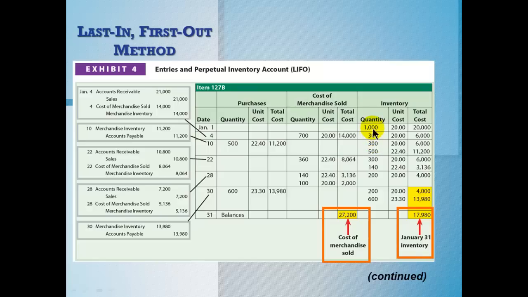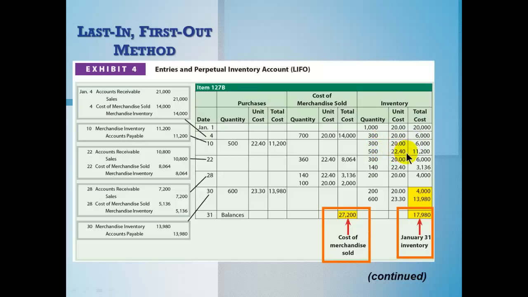We again start out with 1,000 units at $20 each. We have the sale of 700, so that's going to be the same under both scenarios, because the only place you have to get those is in that layer of 1,000 units. The next thing we do is make this purchase of 500 units at $22.40, and we bring those in. Now we're sitting here with our 300 units at $20 and the 500 units at $22.40.